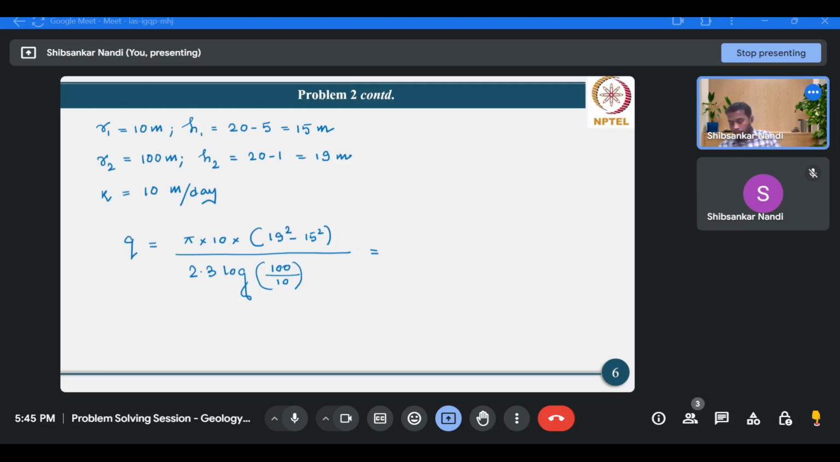So it's 1857.64 meter cube per day. So this is the answer. Okay. So 1857.64 meter cube per day.